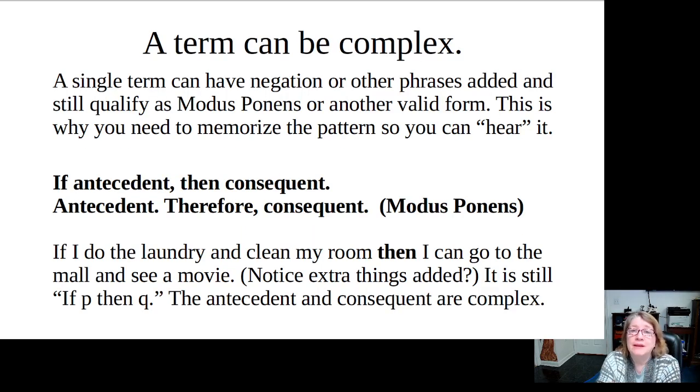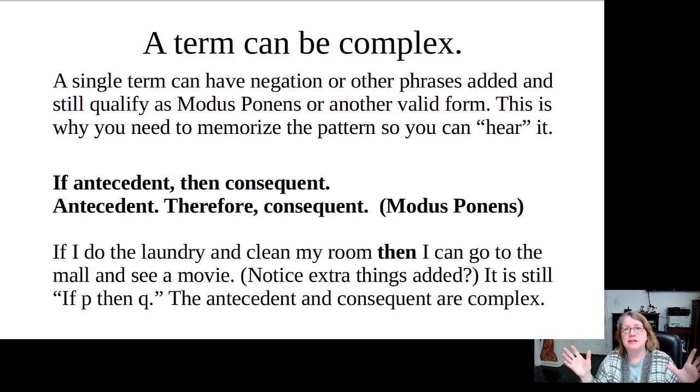Okay, a term can be complex. The first one I showed you had the nots added, which added some complexity. A single term can have a negation, as we saw before, or other phrases added, and still qualify as a modus ponens or another valid form. This is why you need to memorize the variable form, so you can hear the patterns. If antecedent, then consequent. Antecedent, therefore consequent, modus ponens.